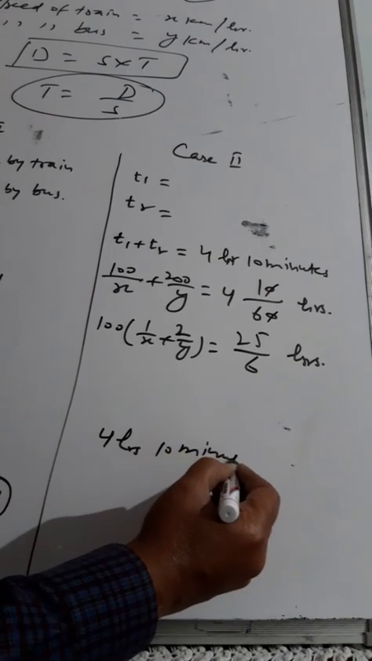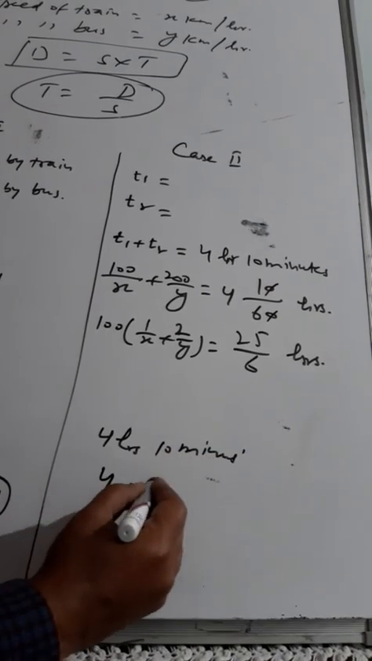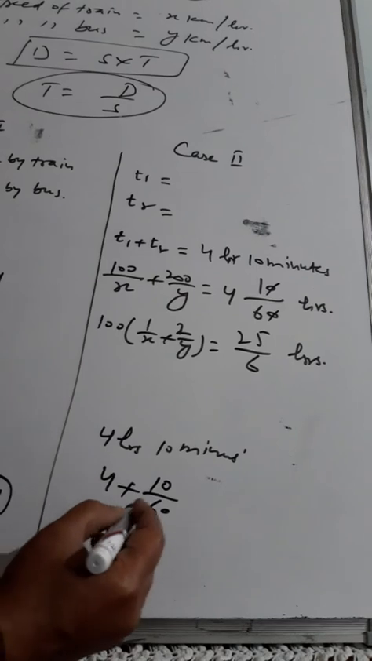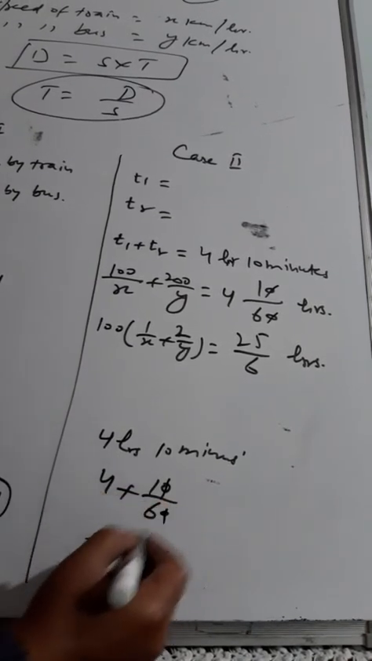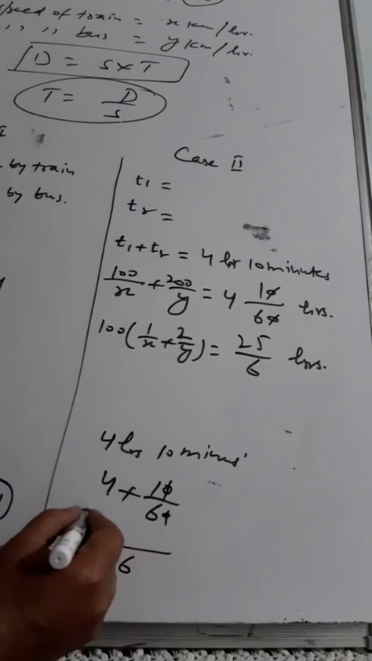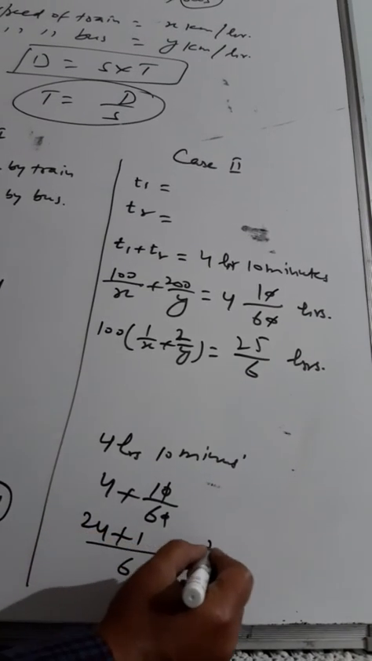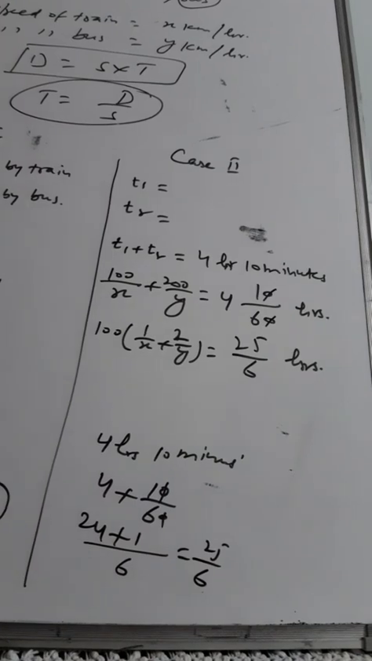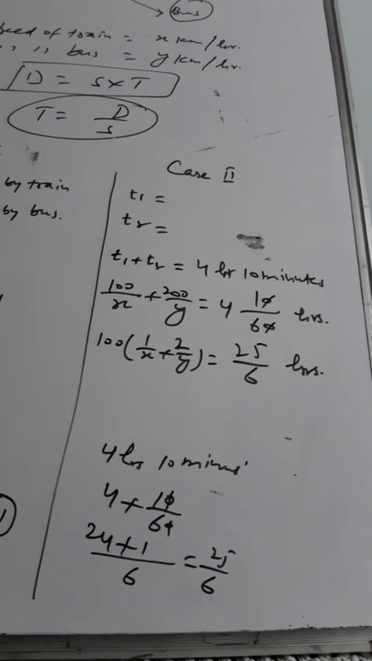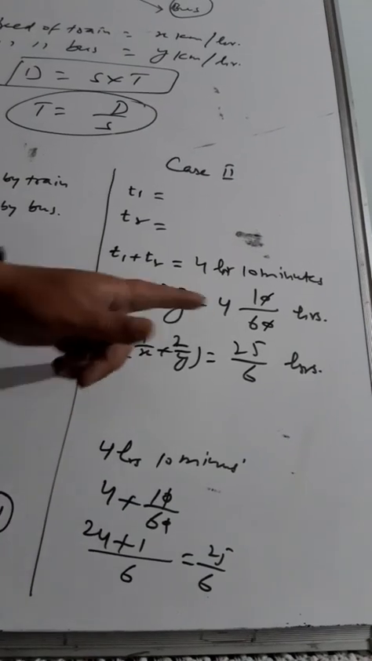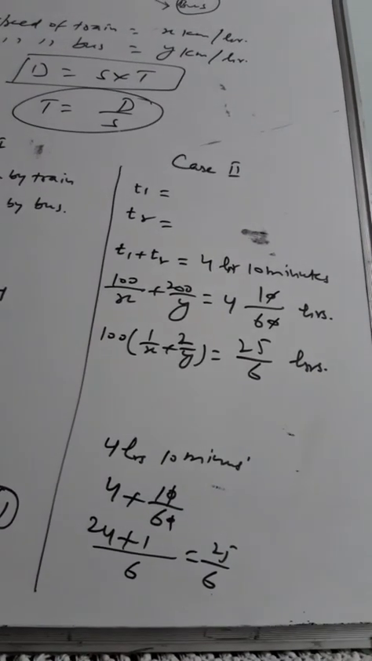What I can do is 4 plus 10 upon 60. So that can be written as 4 plus 1 upon 6. 6 will be the LCM. 6 4s are 24 plus 1. It will become equal to 25 upon 6. That you can do in rough margin also, how to convert these minutes and add them to these hours. So finally that will be coming out equal to 25 upon 6.